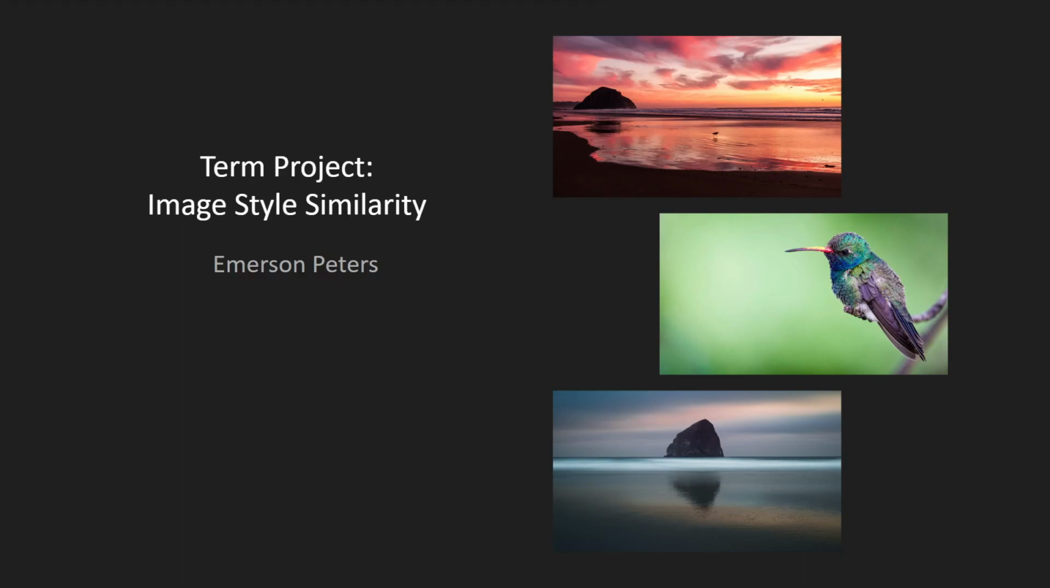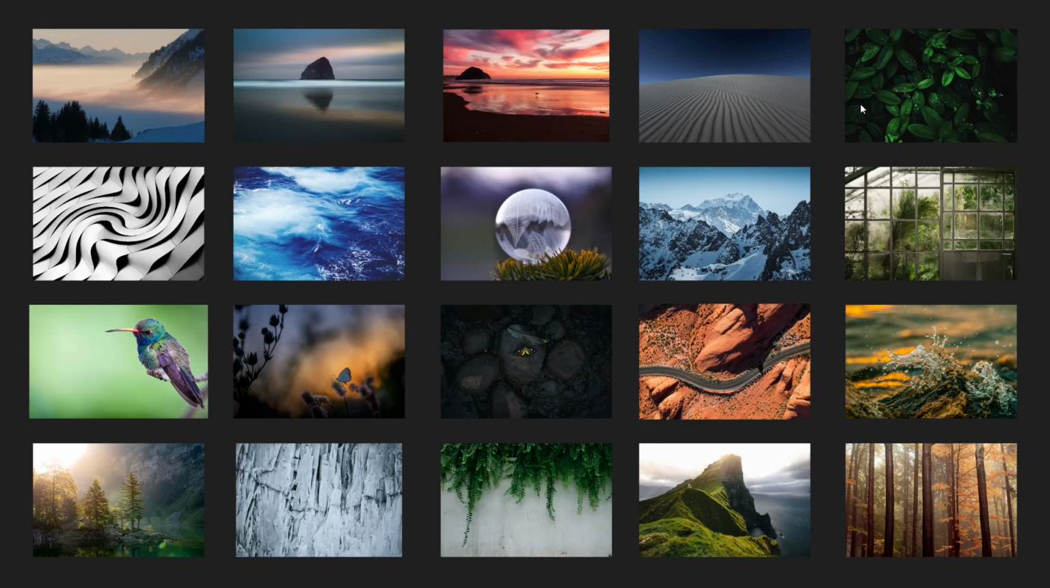Okay, so my name is Emerson, and my term project was on finding similarity between images based on their style. The source of inspiration for this project was wanting to find similar style images to use as wallpapers. This could mean anything from the composition of the image, the general colors in them, the type of things that are in the image. You get the idea.